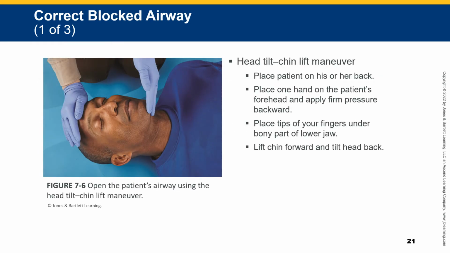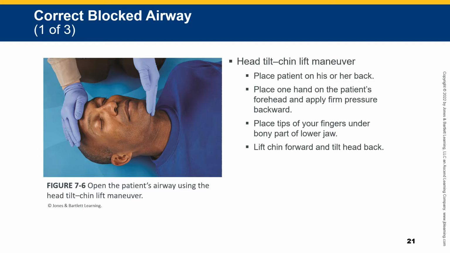So let's talk about correcting a blocked airway. If you recall, I mentioned earlier that an unconscious patient has no muscle tone. So often their airway is blocked because the tongue has dropped into the back of the throat and is obstructing the airway. Simply opening the airway may enable the patient to breathe spontaneously. And you open their airway by doing a head tilt, chin lift maneuver. Place the patient on his or her back, which we already mentioned, and kneel beside the patient. Your knees should be even with their shoulders.